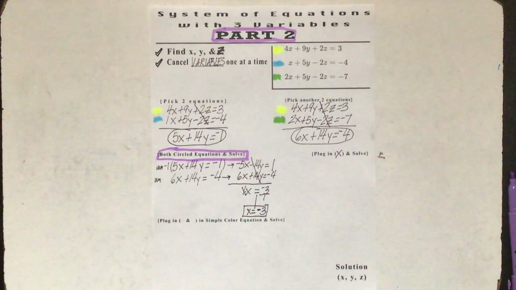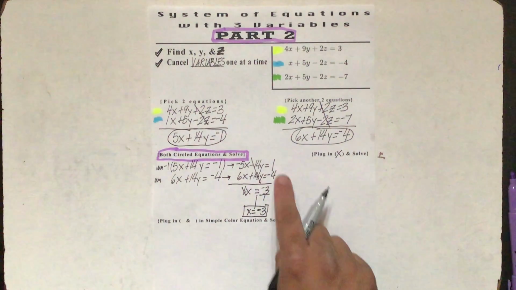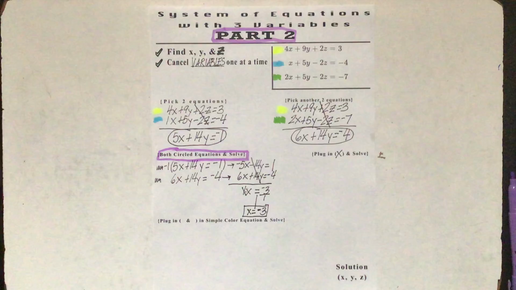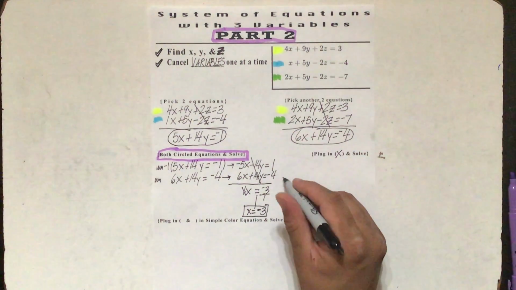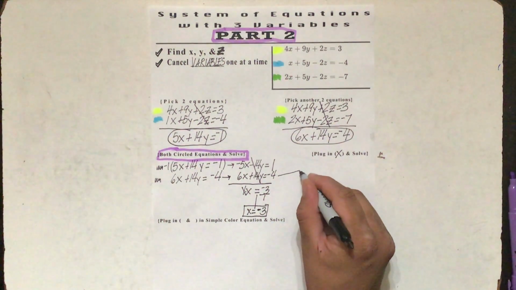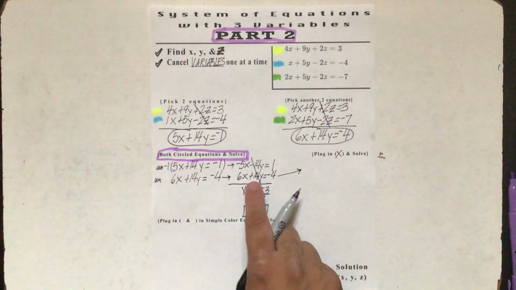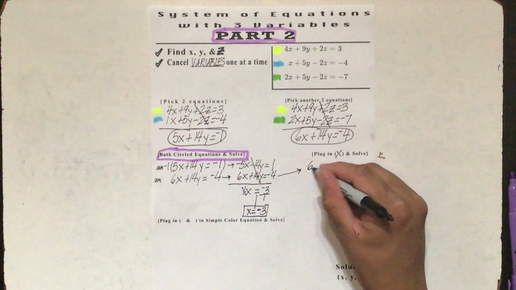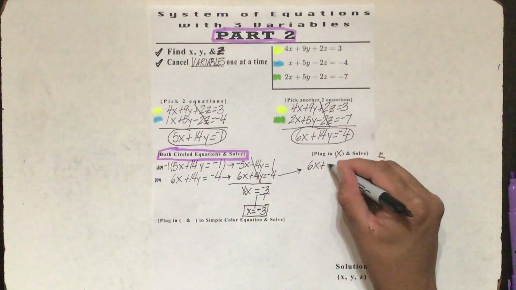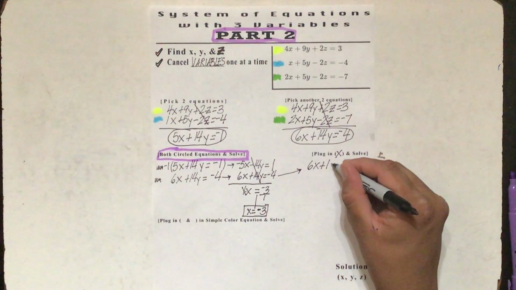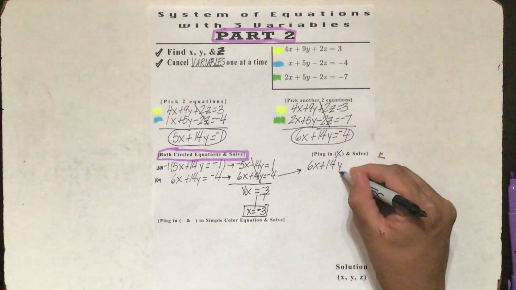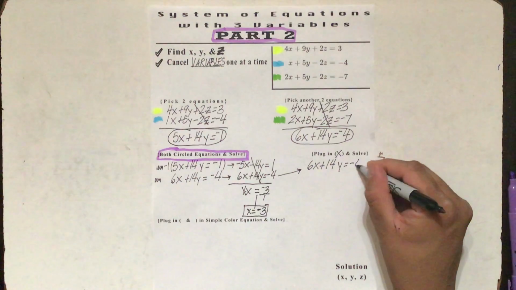Now, this should look familiar because this is what we did with systems of equations with 2 variables. I pick which one of these 2 is more simple. I think the bottom one is more simple. So I'm going to draw an arrow here, and I'm going to rewrite the bottom one here. 6x plus 14y is equal to negative 4.